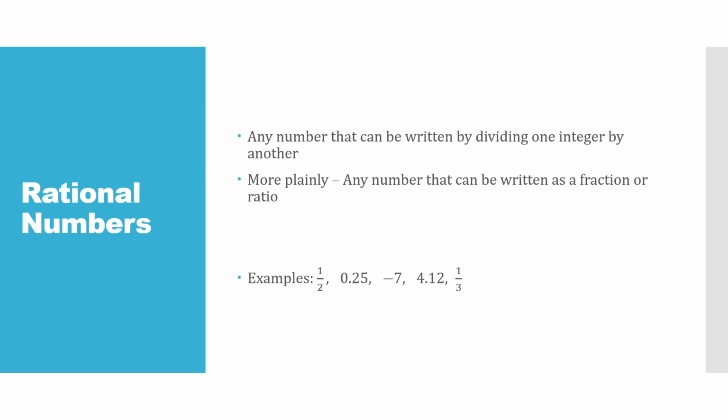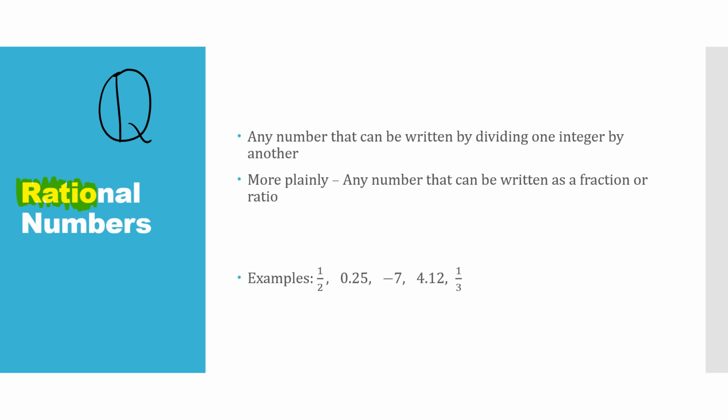All right, next we have rational numbers. Do y'all remember the symbol for rational numbers? It was Q for quotient. Right, so you can think of the rational numbers as the quotients. Some people will tell you to think of, in this word rational, the root word is ratio. Ratio meaning a fraction. All right, so the formal definition of a rational number is that it is any number that can be written by dividing one integer by another. Right, so one integer divided by another integer.